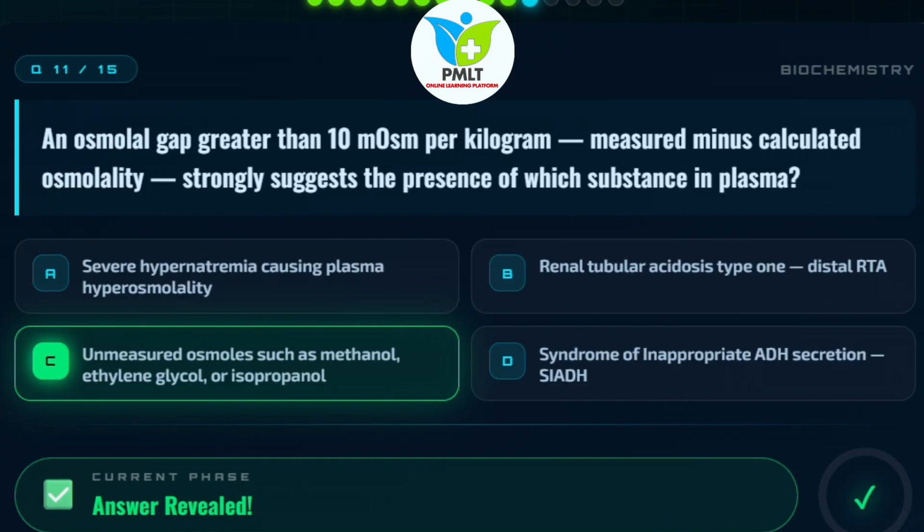Correct answer is C. Unmeasured osmoles such as methanol, ethylene glycol, or isopropanol. Osmolar gap greater than 10 indicates unmeasured osmoles in plasma, classically toxic alcohols: methanol, ethylene glycol, and isopropanol. Calculated osmolality equals 2 times sodium plus glucose divided by 18 plus BUN divided by 2.8.